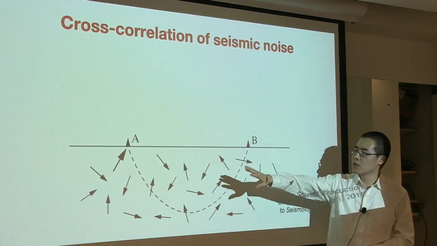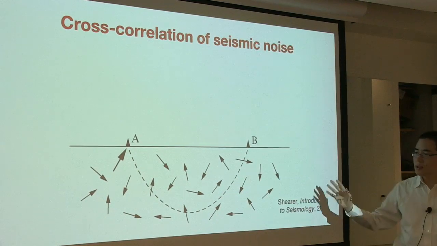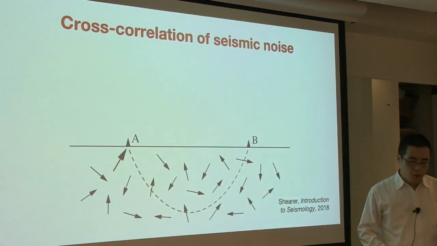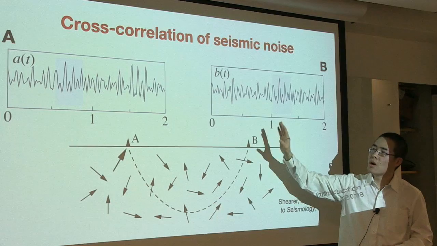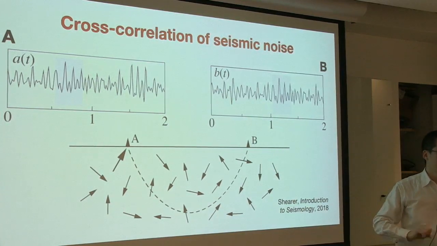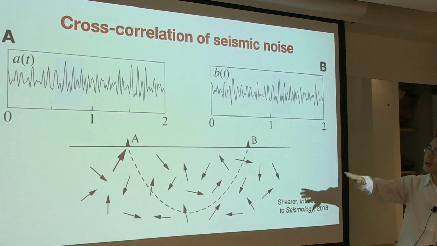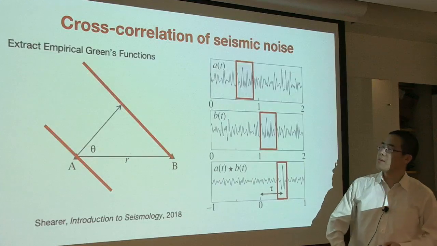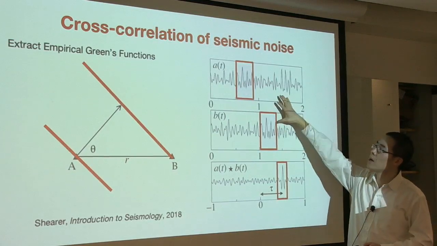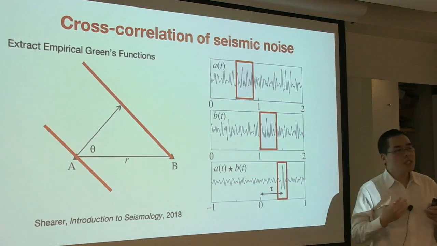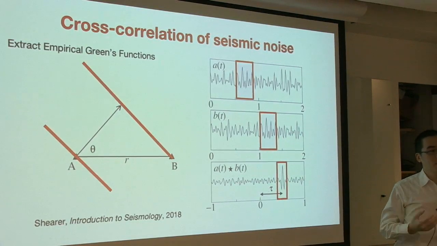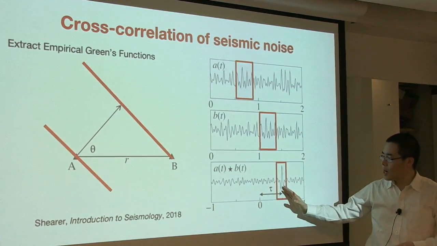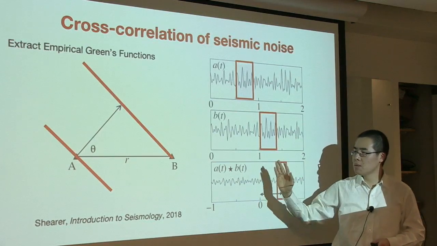We have two stations, A and B. There are a lot of signals, a lot of waves passing through the subsurface. But what we receive from those two stations are pretty noisy records, except where you have earthquakes. But here we are not having earthquakes. When you do cross correlation, that cross correlates the two waves. What we see is that we can extract the signal that's similar between these two records. This gives us a signal here traveling from A to B.